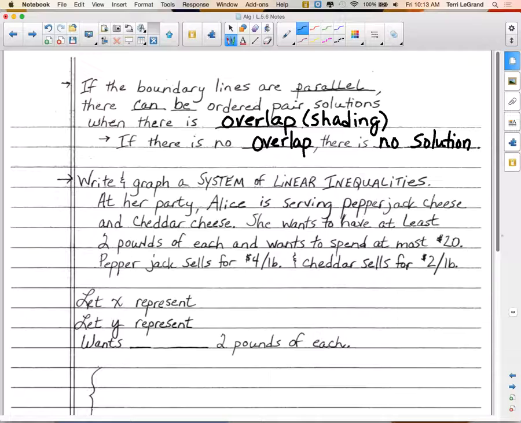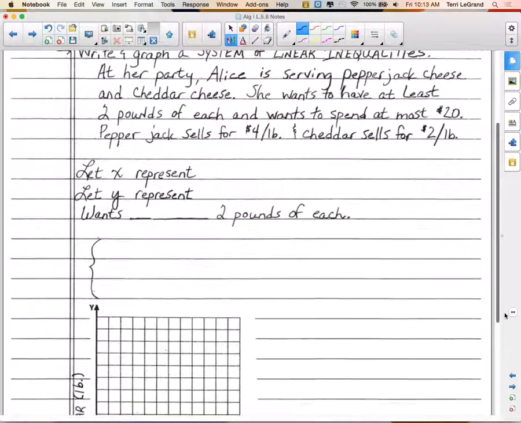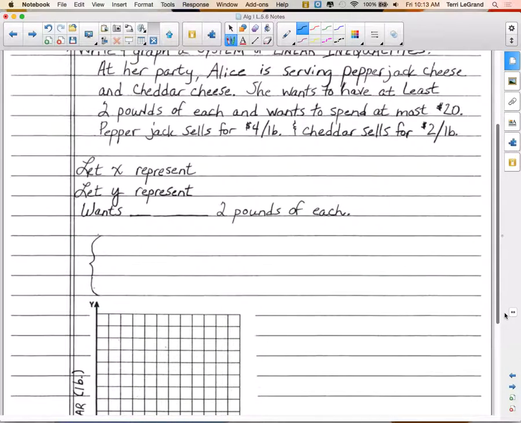Let's go to our last problem, which is write and graph a system of linear inequalities for this situation. At her party, Alice is serving pepper jack cheese and cheddar cheese. She wants to have at least 2 pounds of each, and she wants to spend at most $20, no more than $20. Pepper jack sells for $4 a pound, cheddar sells for $2 a pound. Now we're back to setting up two inequalities, okay?